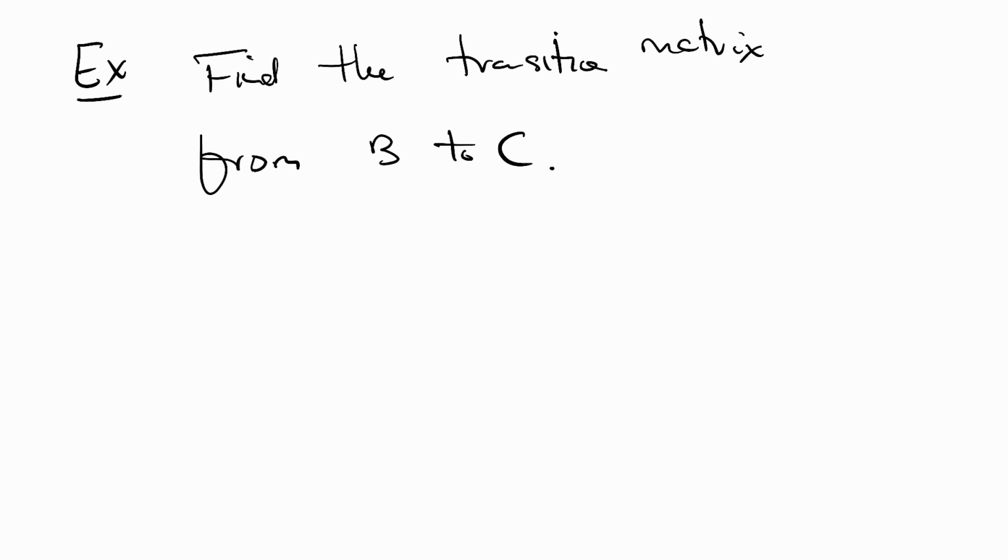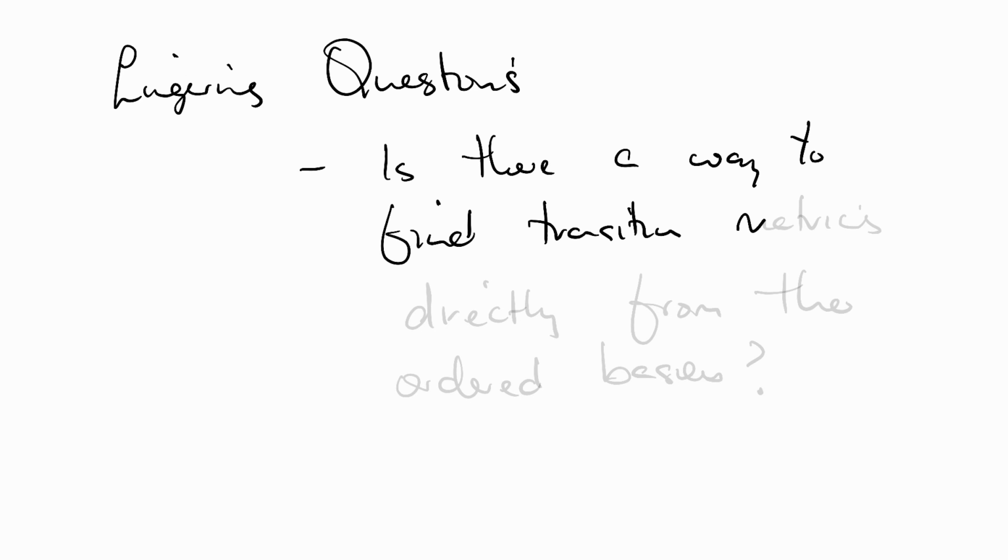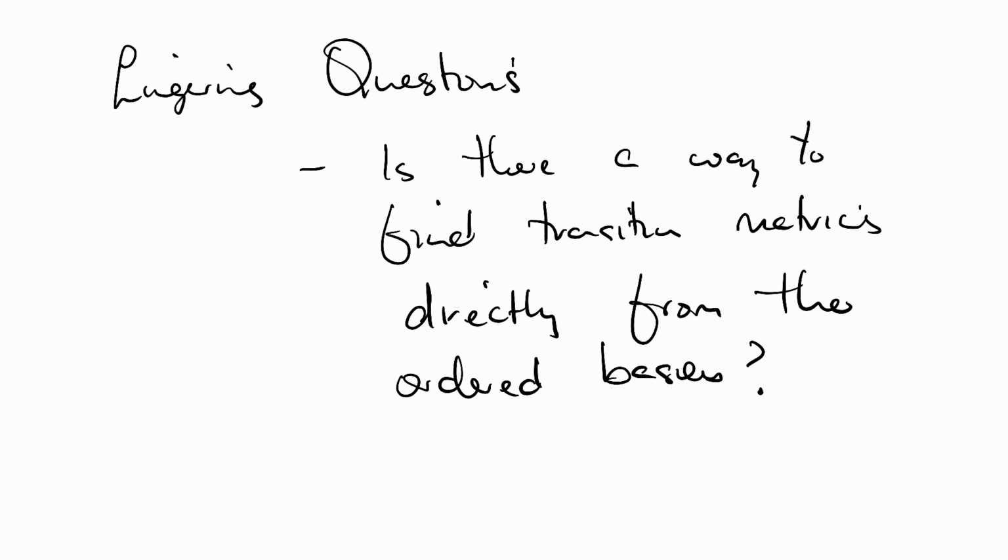You might have some lingering questions. One of the ones that I want to point you to is: is there a way to find transition matrices directly from the ordered bases, instead of, say, involving a specific coordinate vector? The answer is yes. Think on this. Talk to you next time.